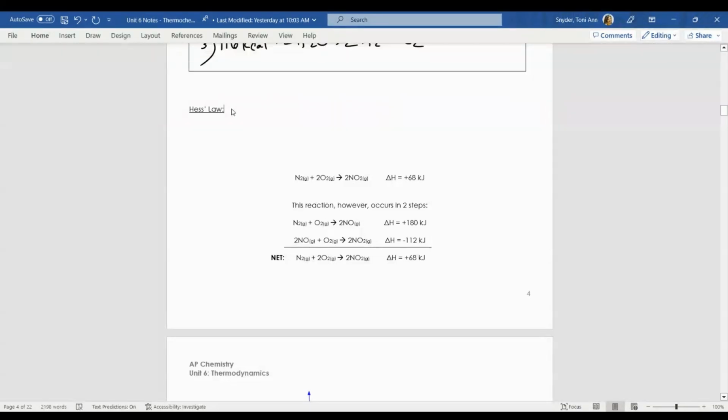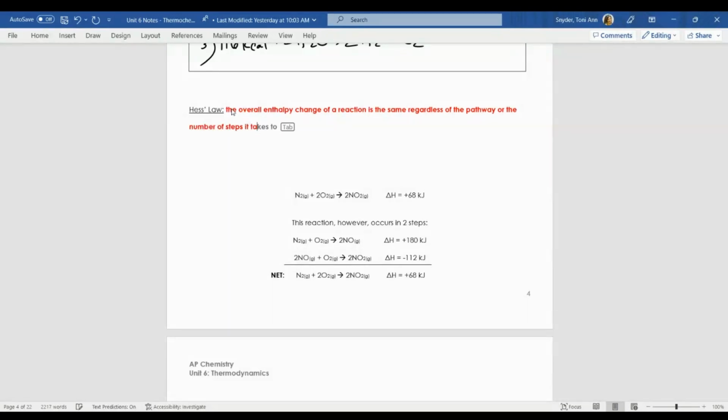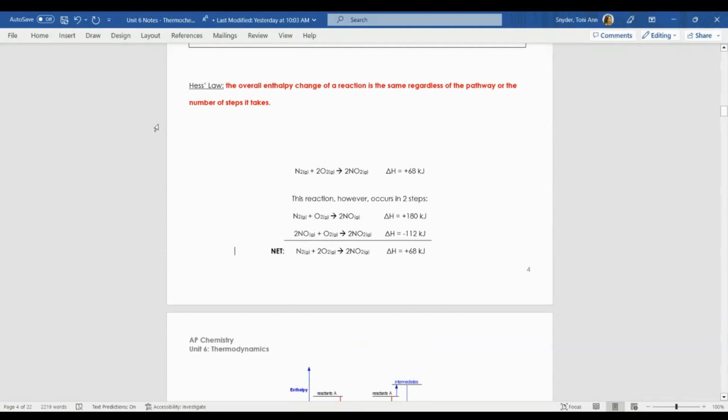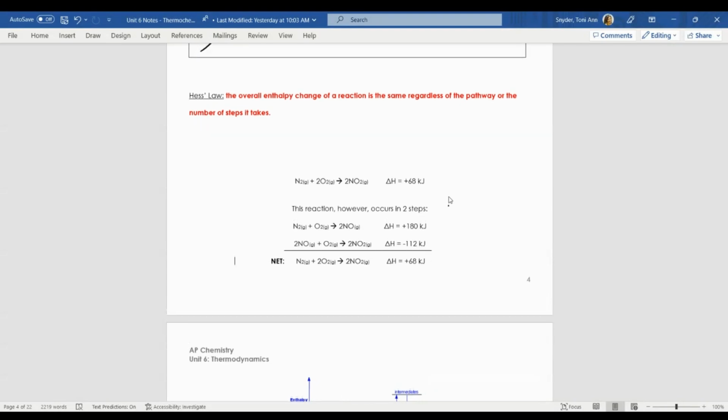So what is Hess's law? Hess's law is the overall enthalpy change of a reaction is the same regardless of the pathway or the number of steps it takes. So this is kind of like where I was going talking about what a state function is, right? If I look at this first example, it doesn't matter how I get to the products, the overall energy change is going to be the same regardless of the pathway or how many steps you take. Delta H is the same regardless.